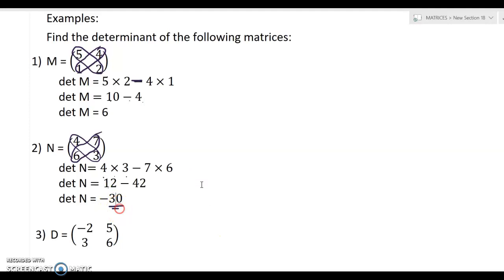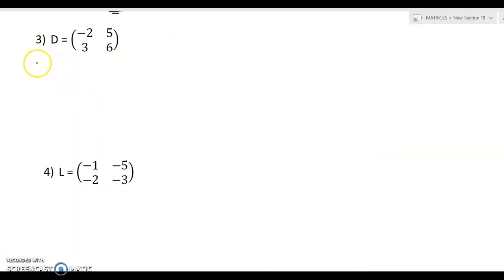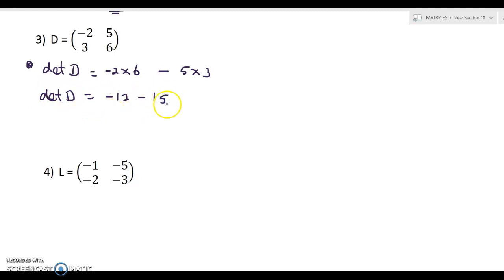Now let's look at our third example here that's not worked out. Numbers 3 and 4 we're going to do together. The determinant of matrix D: the product of the first diagonal is minus 2 times 6, take away the product of the second diagonal, 5 times 3. So we get minus 12 minus 15, and we would get minus 27. That's my determinant.